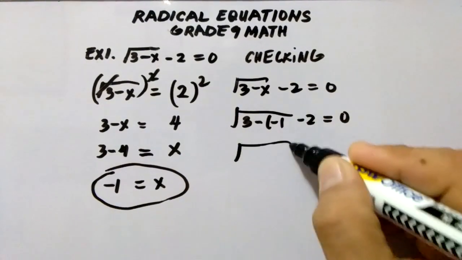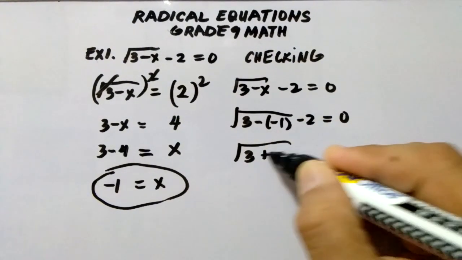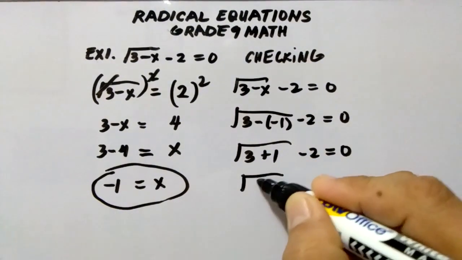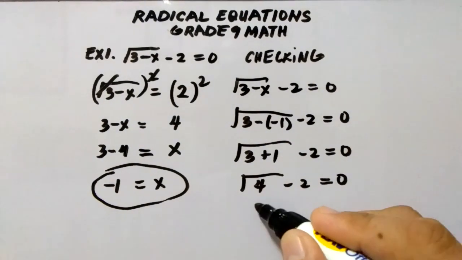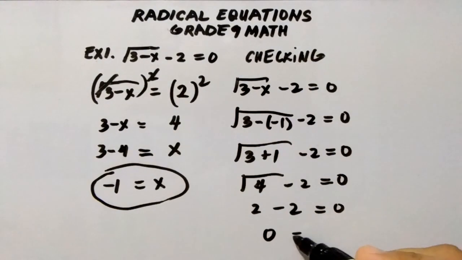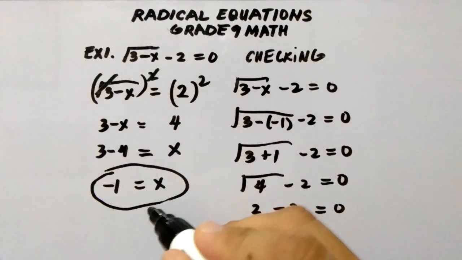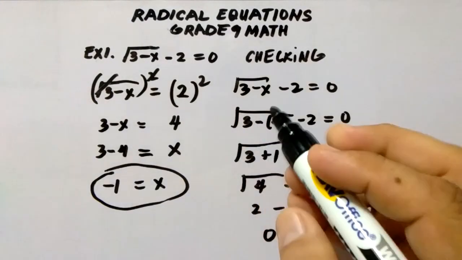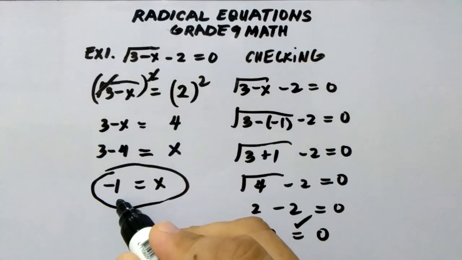So, we have square root of 3. So, negative times negative 1, that is positive 1, minus 2 is equals to 0. So, square root of 3 plus 1, that is 4, minus 2 is equals to 0. So, square root of 4, that is 2, minus 2 is equals to 0. So, 0 is equals to 0. Okay, so nag-balance po. 0 is equals to 0. So, tama po ang ating nakuhang value ng x is equals to negative 1. So, the solution set on this radical equation is x is equals to negative 1.